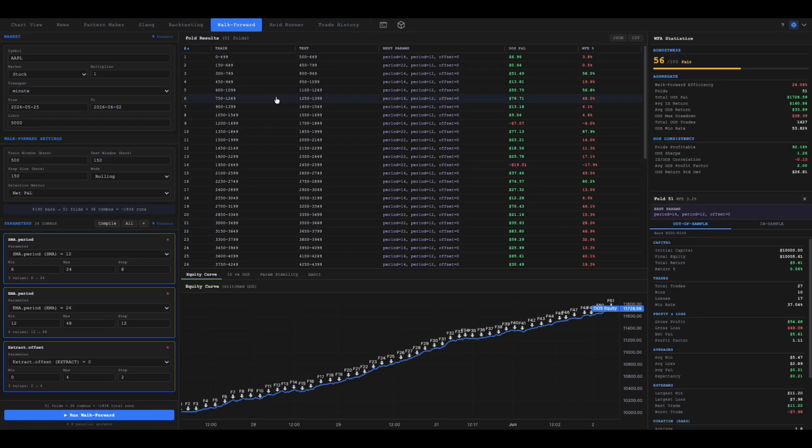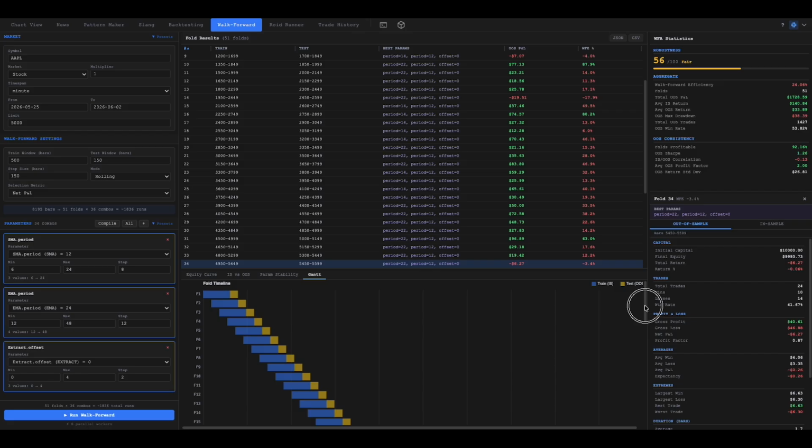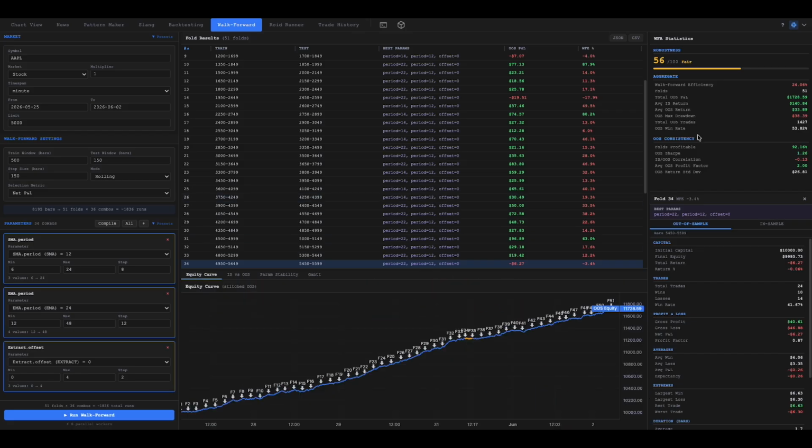We track your walk-forward efficiency to prove exactly how well your in-sample winners translate to out-of-sample data. If your strategy survives this gauntlet, you have genuine, mathematical proof of robustness.